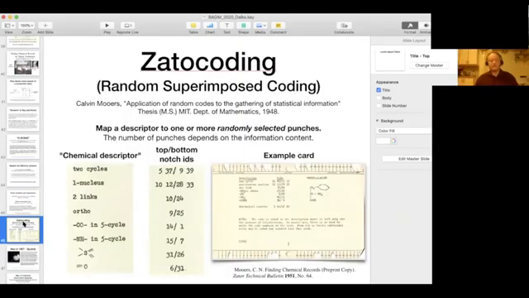So what is Zato coding? Another Boston area invention, his master's thesis at MIT. The idea is, if you think of every descriptor you have, it has a set of codes. So the chemical descriptor, say 2 cycles in this case, he's not a chemist, might be mapped to, in this case, 4 codes, and the descriptor, let's see, CO in a 5 cycle, connected to 2 codes. The number of codes is based on the information content.